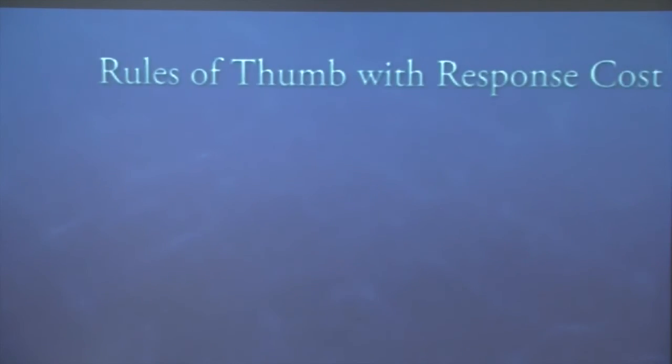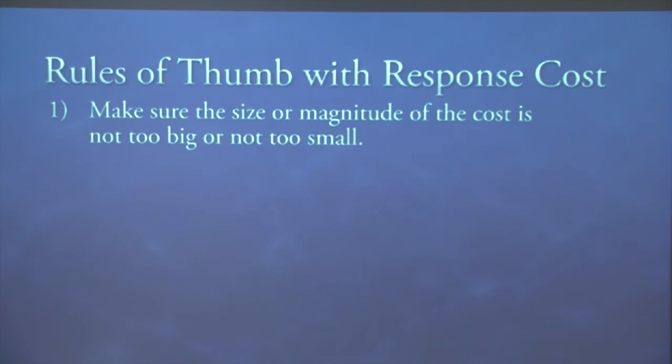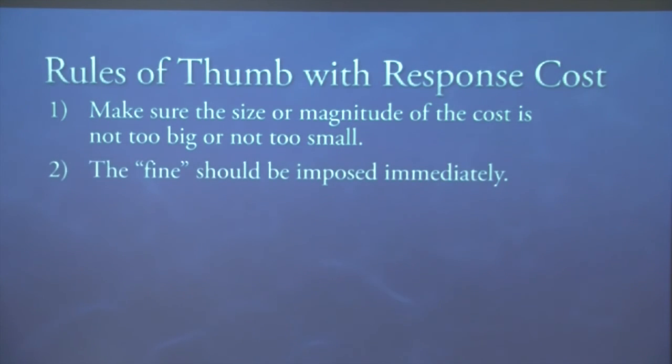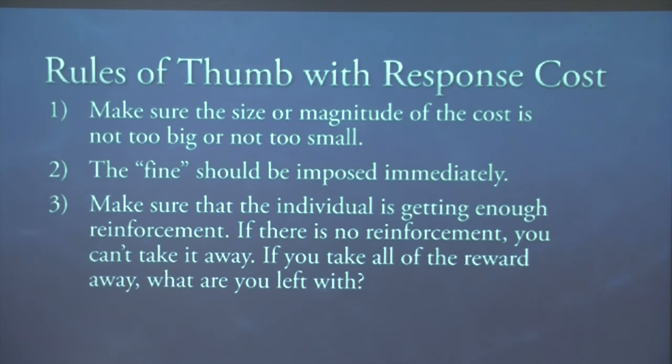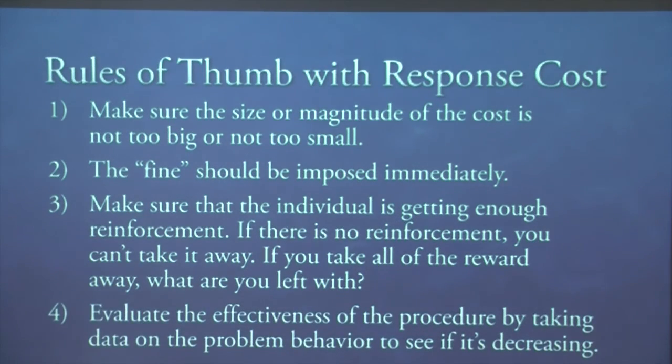Rules of thumb when it comes to response cost. Make sure the size or magnitude of the cost is not too big or too small. In other words, don't take too much away or too little away from them. The fine, or what you're taking away, should be imposed immediately after the behavior. Make sure that the individual is getting enough reinforcement. If there's no reinforcement, you can't take it away. If you take all of the reward away, what are you left with? Evaluate the effectiveness of the procedure by taking data on the problem behavior to see if it's decreasing.